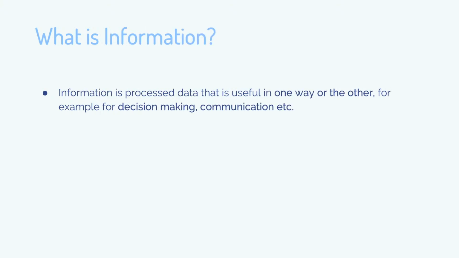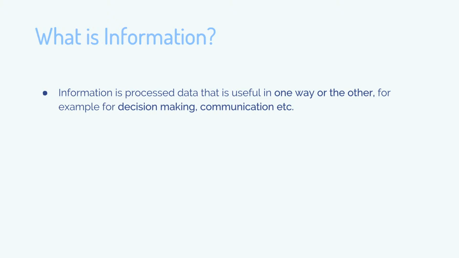The next one: what is information? We know the meaning of information, but here in the data mining technique, if you have any data, within that data you need to retrieve some particular data. That particular information in that huge amount of data is called information. So here information is the processed data that is useful in one way or another.